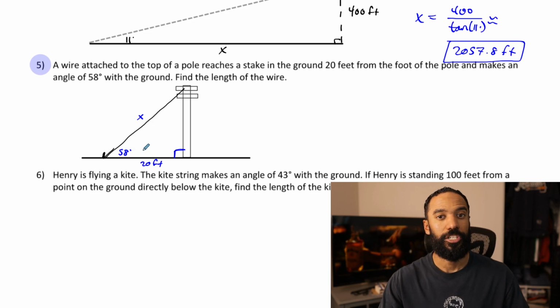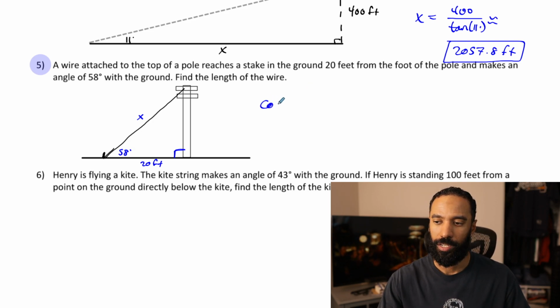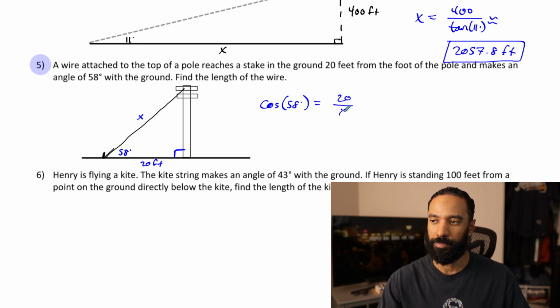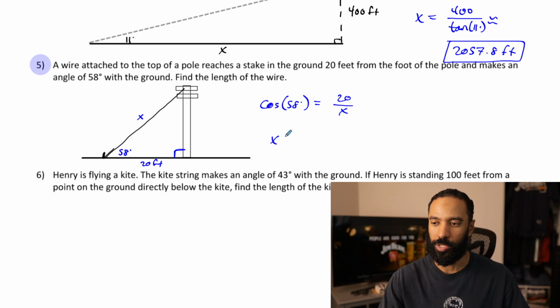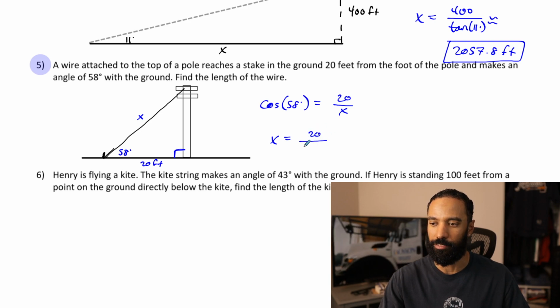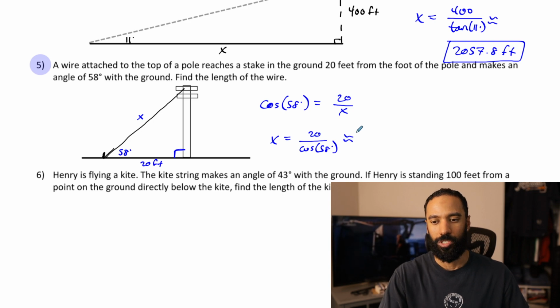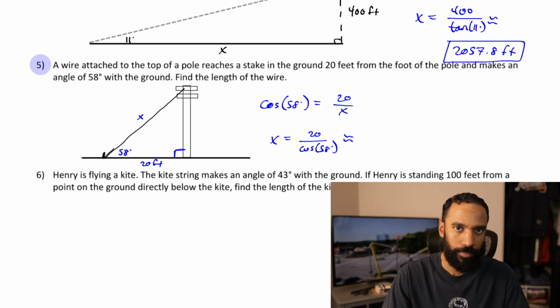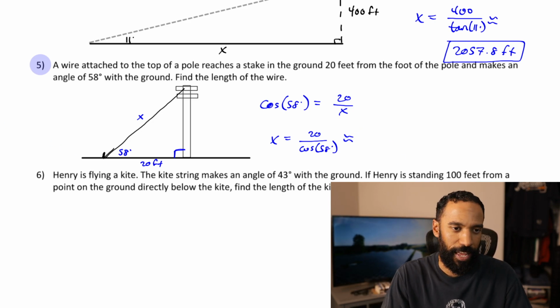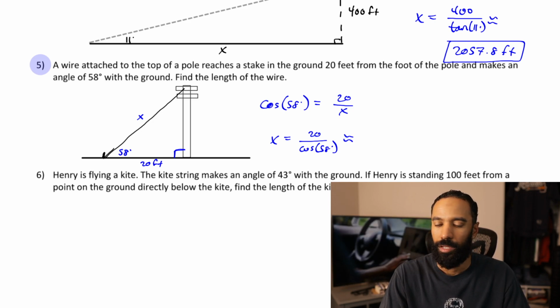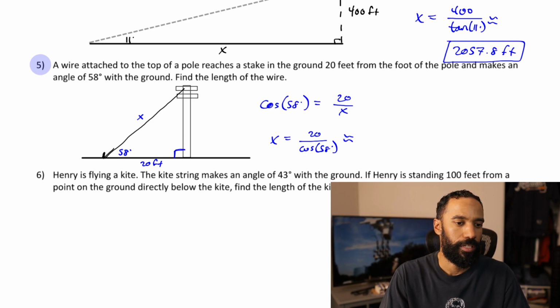Here's the adjacent. Adjacent over hypotenuse is for cosine. So the cosine of 58 degrees equals 20 over x. This is another place switching scenario. x is 20 over cosine of 58 degrees, which is about 27 feet. I don't know. 20 over cosine of 58.